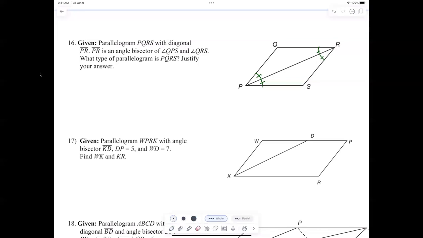I put 2 tick marks because I wasn't even thinking about it. And then I thought, oh, that was kind of dumb, because angle P is congruent to angle R. Therefore, if you bisect both angles, both of those are congruent to each other. So now I know that this is congruent to this, which means this is congruent to this. So that parallelogram now is a what? Now it's a rhombus. Yes, ma'am. Okay, you sure? All right, that's a rhombus.